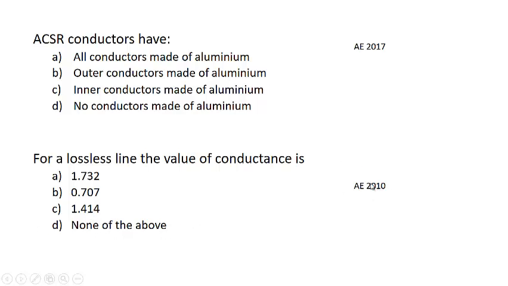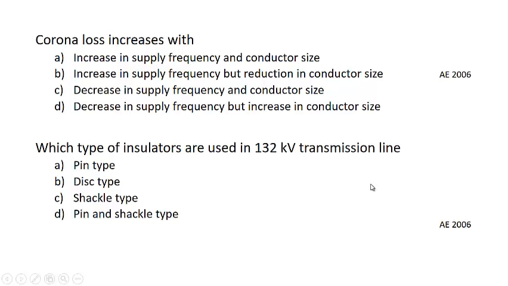This was asked in AE 2010. Corona loss increases with increase in frequency, supply, and the conductor size. We know that there are two parameters given, one is frequency and the other is conductor size. We first have to see the relationship between the corona loss and these parameters. As for the frequency, we know that corona loss is directly proportional to frequency plus 25, so it increases with the increase in frequency.